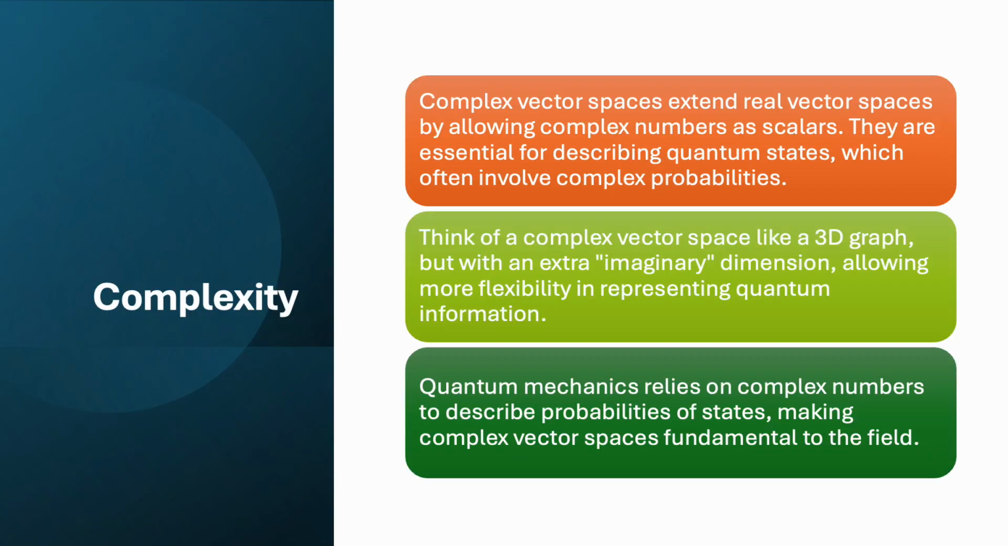Complex vector spaces extend real vector spaces by permitting complex numbers as scalars. They are essential for describing quantum states, which often involve complex probabilities, as I just mentioned in the movie streaming example. Think of a complex vector space like a 3D graph, but with an extra imaginary dimension, permitting more flexibility in representing quantum information. Quantum mechanics relies on complex numbers to describe probabilities of states, making complex vector spaces fundamental to the field.